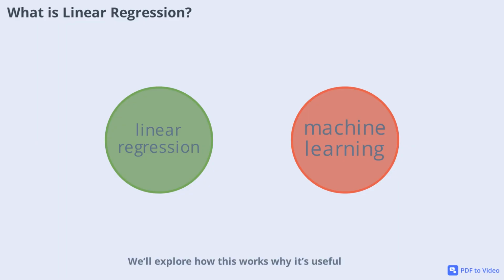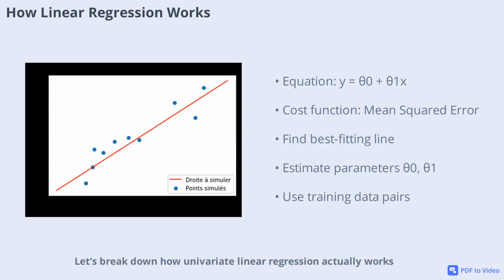We'll explore how this works, why it's useful, and set the stage for understanding more complex models. By the end of this video, you'll have a clear grasp of how linear regression forms the backbone of many machine learning applications. Let's break down how univariate linear regression actually works.